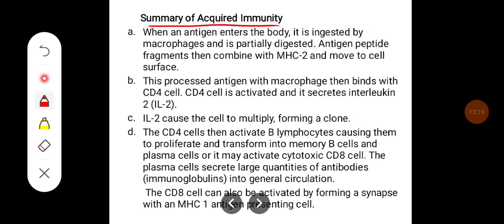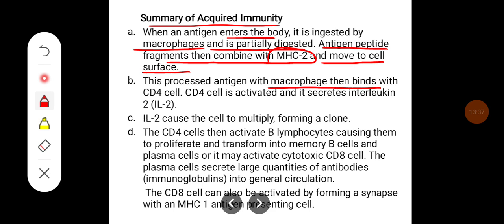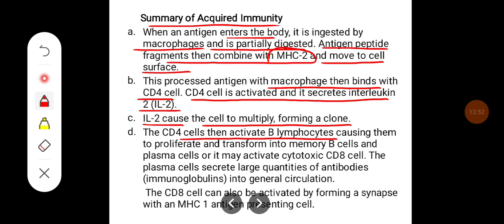Summary of acquired immunity. So when antigen enters the body, it is ingested by macrophages and is partially digested. Antigen peptide fragments then combine with MHC2 and move to the cell surface. This processed antigen with macrophage then binds with the CD4 cell, that is the helper cell. The CD4 cell is activated and it secretes interleukin 2. Interleukin 2 causes the cell to multiply, forming a clone. The CD4 cells then activate B lymphocytes, causing them to proliferate and transform into memory B cells and plasma cells, or they may activate cytotoxic CD8 cells.